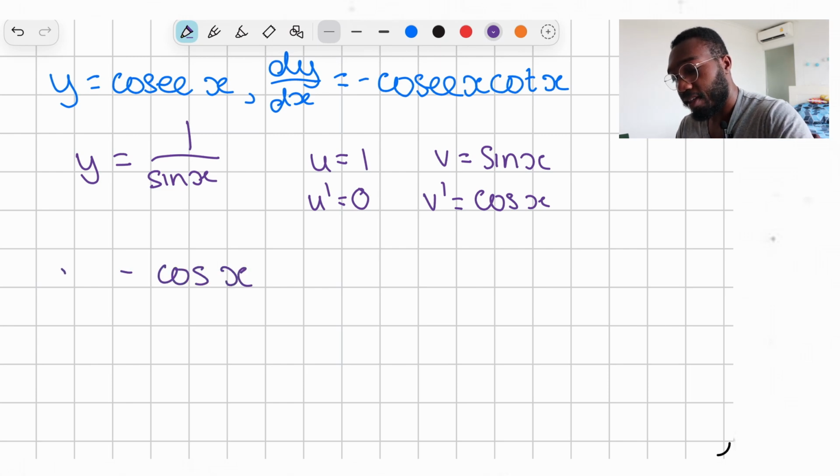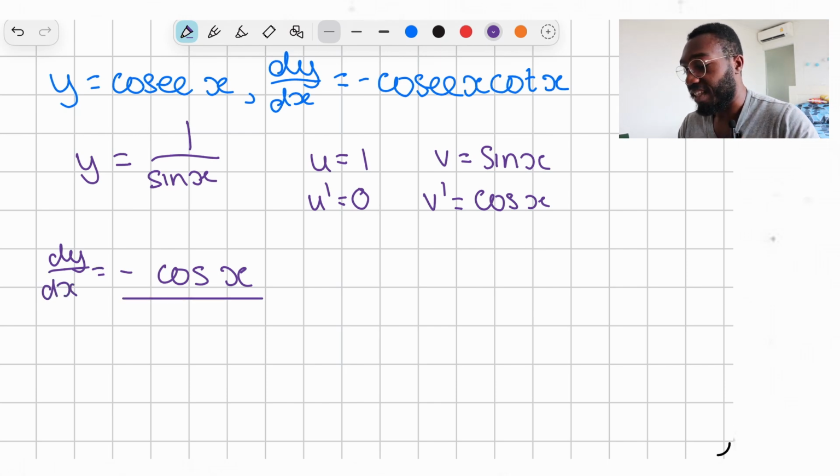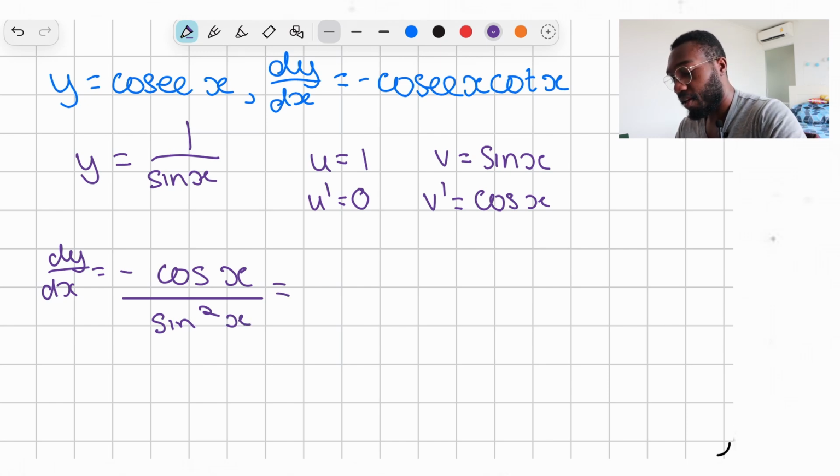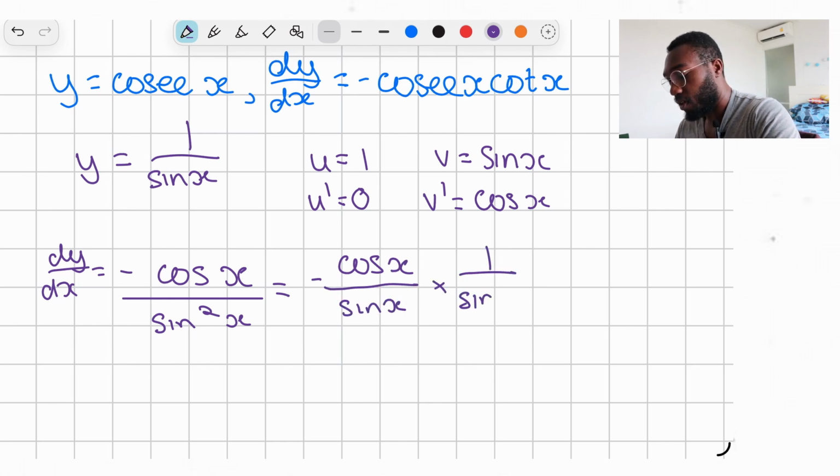So far we have that dy over dx is equal to minus cosine x, and that is all over v squared. v is sine x, so v squared is sine squared x. Now if we simplify this down, we'll get minus cosine x over sine x, and that is effectively times by 1 over sine x.